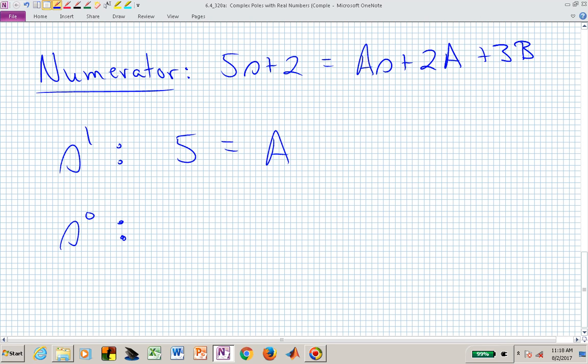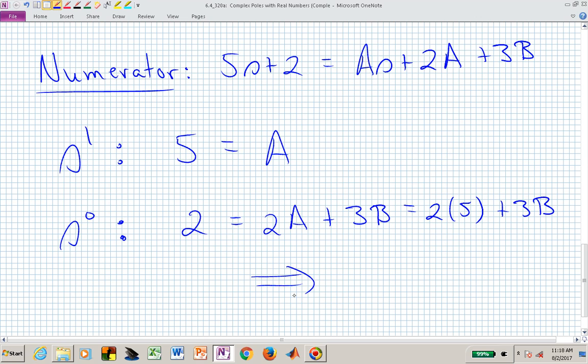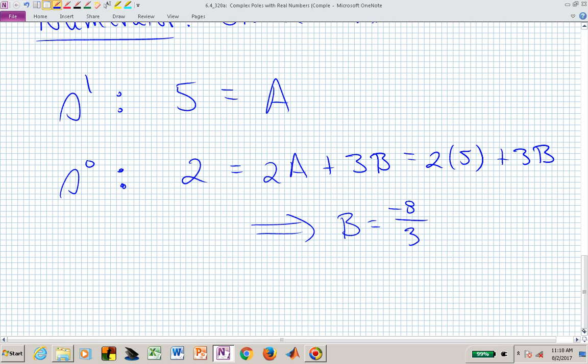If we look at the constants, on the left we have 2, and on the right we have 2a plus 3b, but we already know a, so that gives us 2 times 5 plus 3b, and we can now solve that for b. We have 2 minus 10, or minus 8, all divided by 3, and b is now minus 8/3.